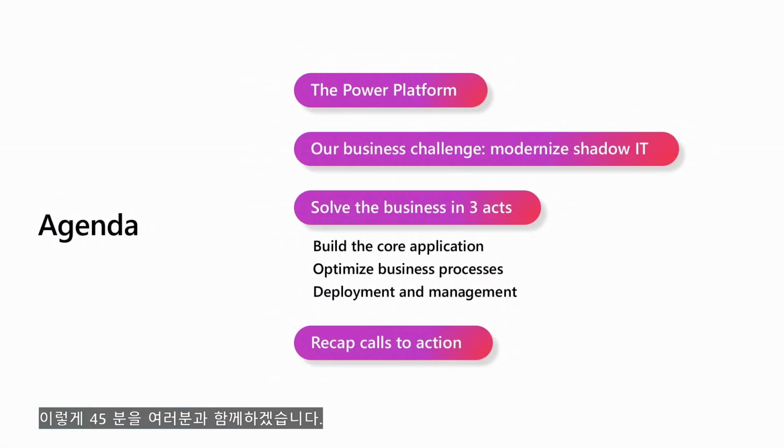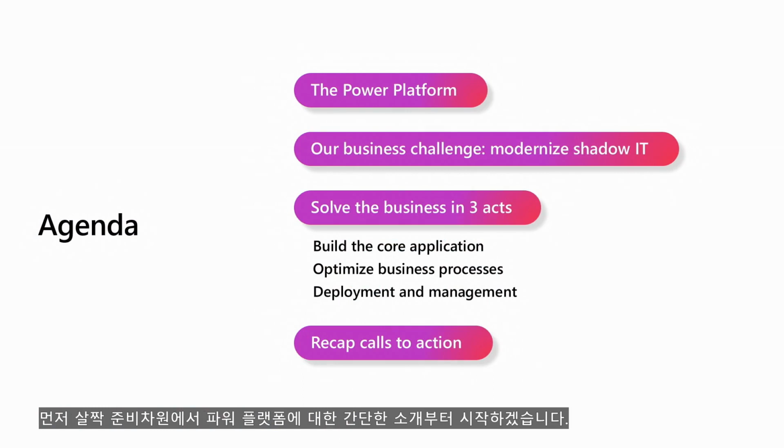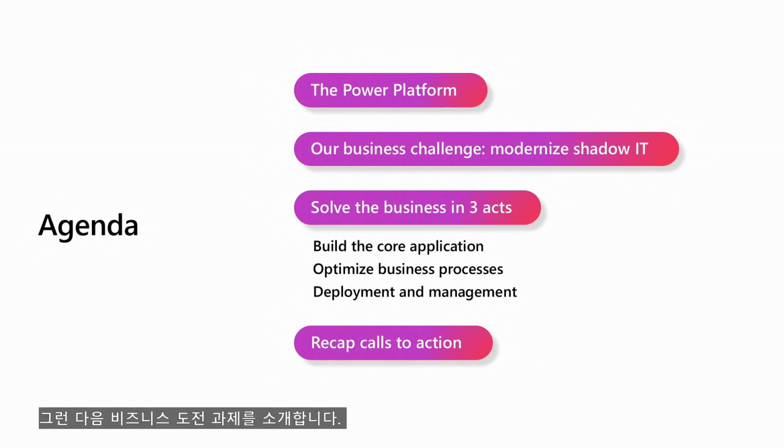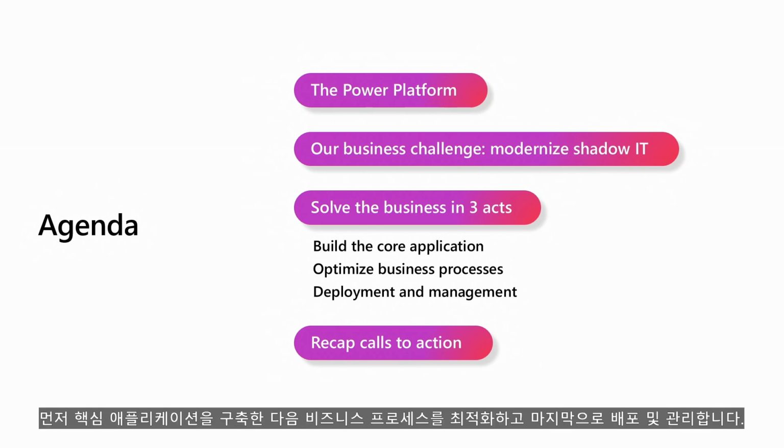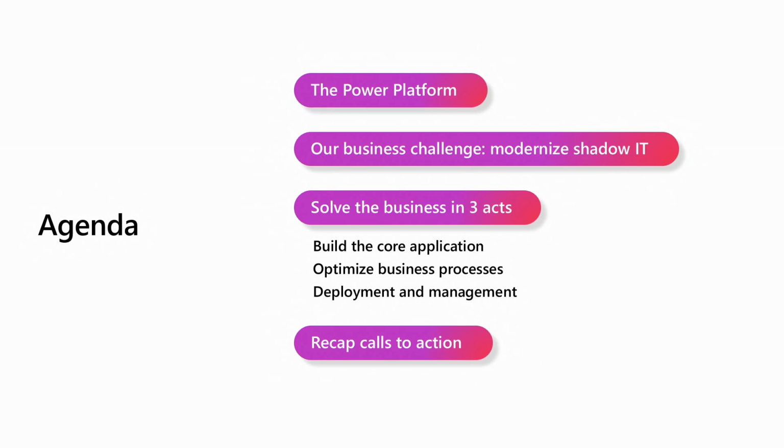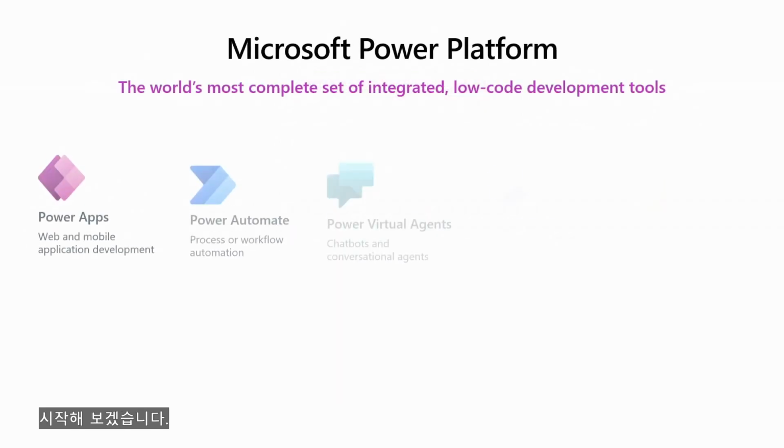This is how we will use our 45 minutes together. So first, we will start with a very brief intro to the Power Platform, just to level set. And then we will introduce our business challenge. Next, we will solve it in 3 steps. We will first build a core application, then optimize business processes, and finally deploy it and manage it. And we will end with a recap and calls to action. So let's get to it.